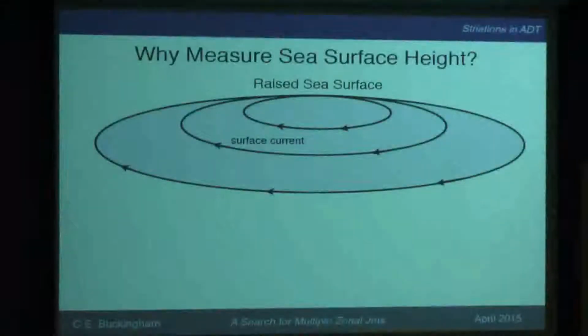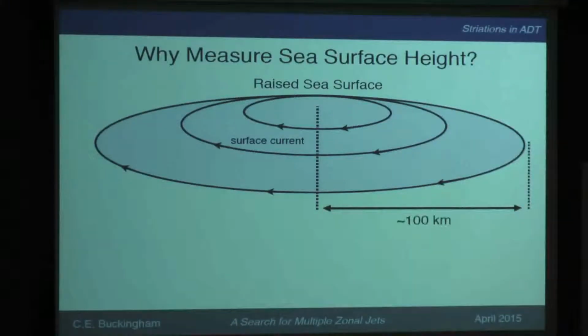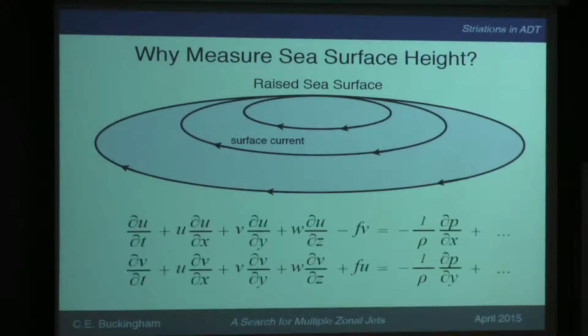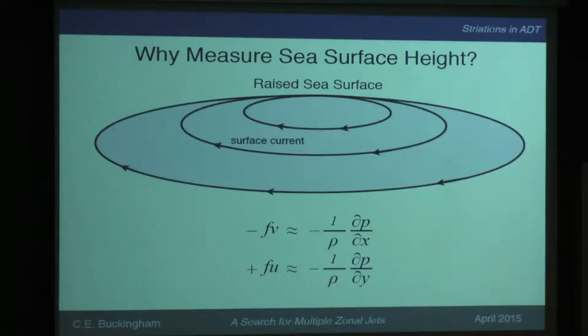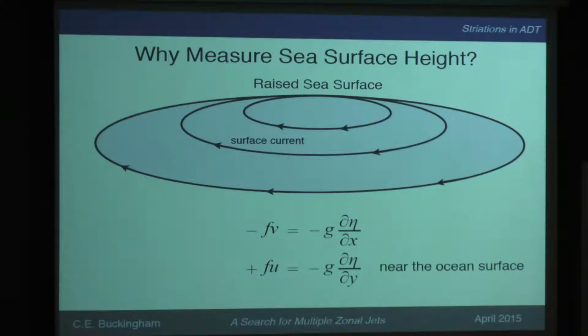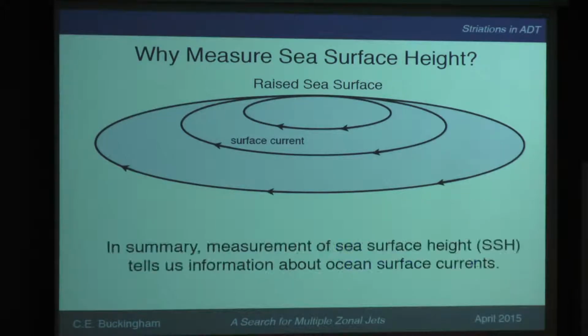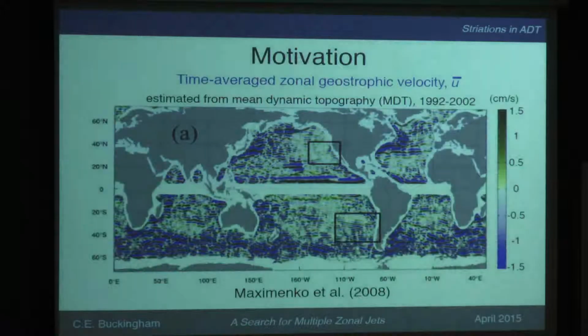So why do we measure sea surface height? Well, it turns out that over the length scales and time scales that we're interested in, these complex sets of equations, the Navier-Stokes equations, can be simplified very accurately to this set of equations. Here V is the meridional current, U is the zonal current, and P is the pressure. So we have a pressure gradient balanced by the Coriolis force. This is known as geostrophy. In summary, measurements of sea surface height give us information about ocean currents.